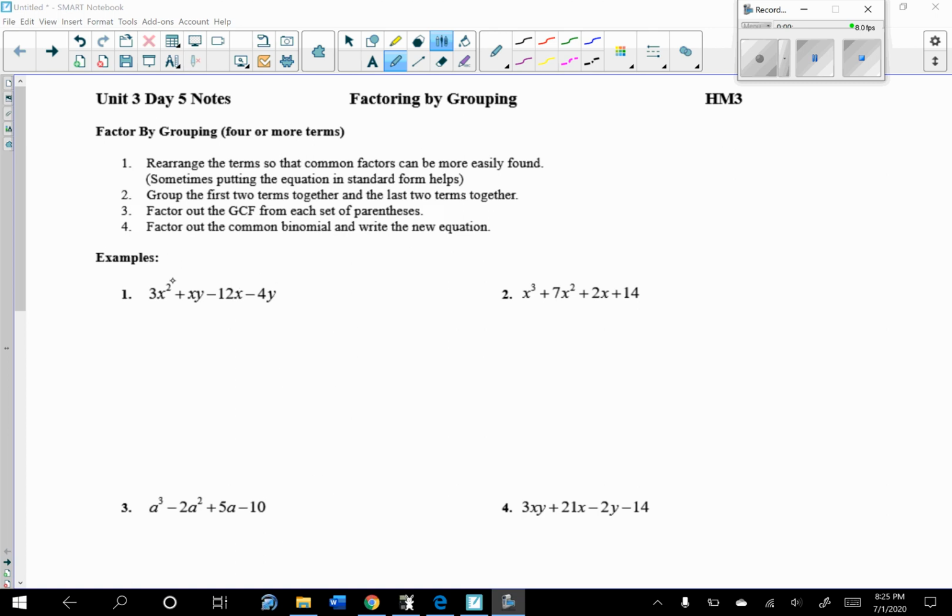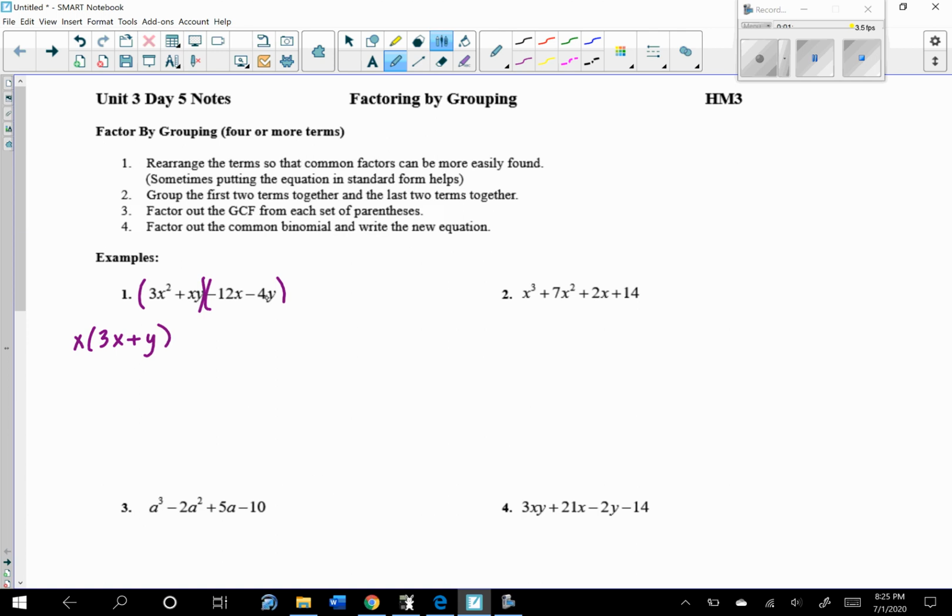And if I look then at number 2, it says group the first two terms and the last two terms together. So if I group those terms, first two terms and the last two terms, then it says factor out the greatest common factor from each set of parentheses. So if I look here, the GCF, notice that there is an x and an x here, so I'm going to factor out an x. So inside my parentheses gives me 3x plus y.